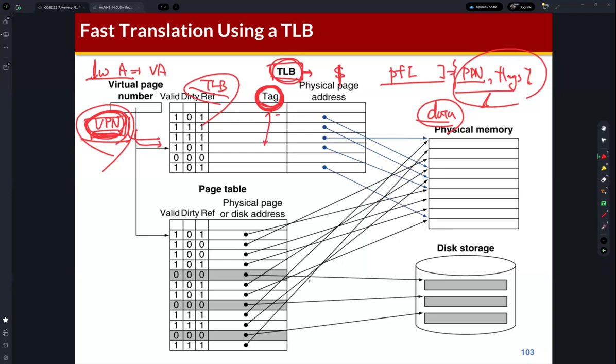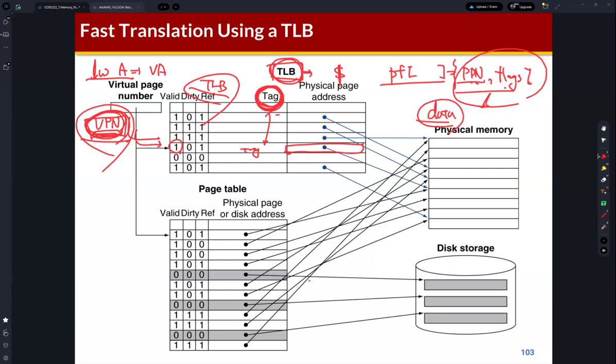The tag is compared with the part of the virtual page number. If the entry is valid and the tag is matched, then we can read the physical page number and flags from the TLB. Then we can quickly perform the address translation because we just access the TLB. The TLB is also very fast because it is inside of a CPU. Also, the size is very small.